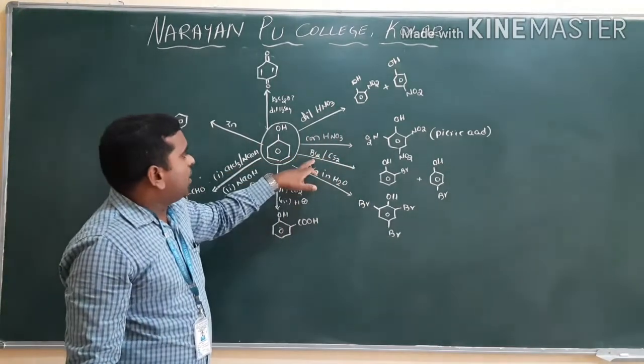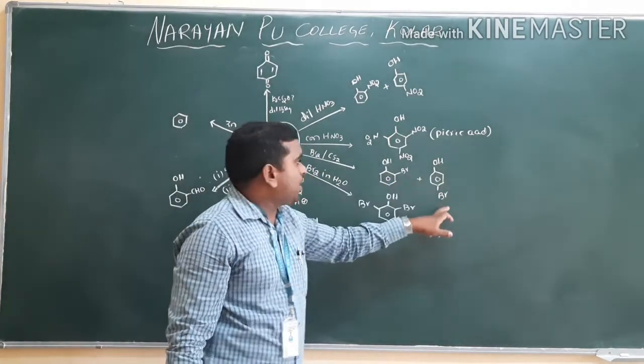So next one is bromination. Bromination gives ortho-bromo and para-bromophenol.